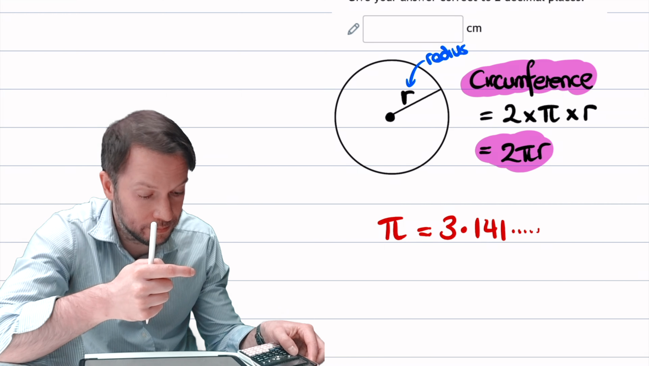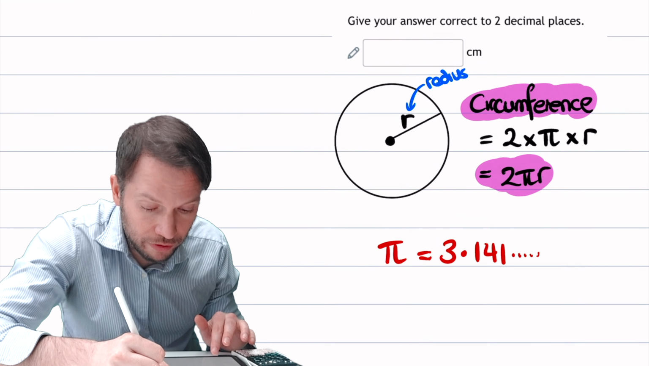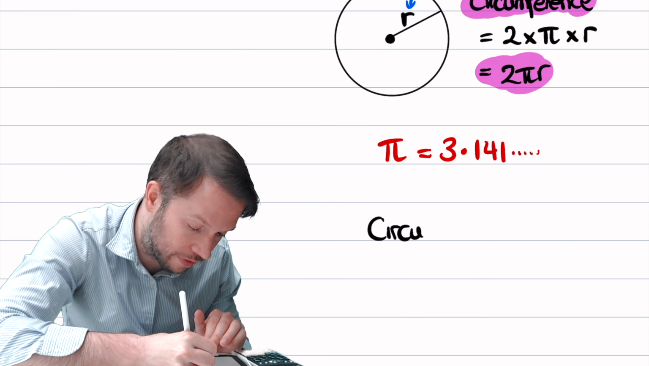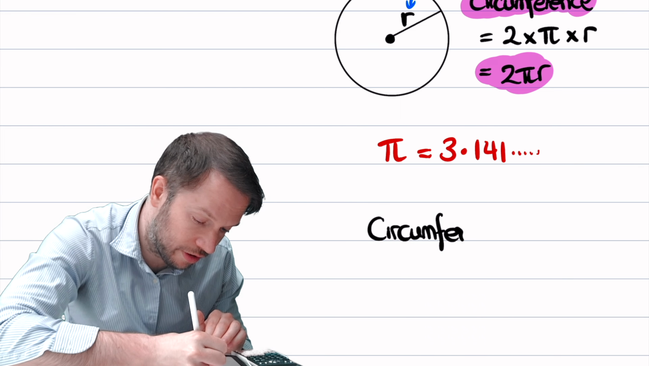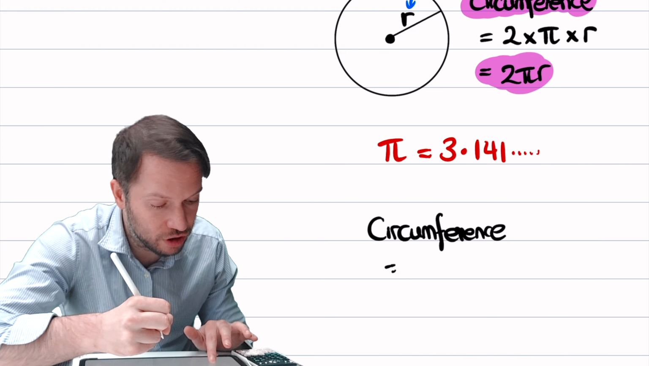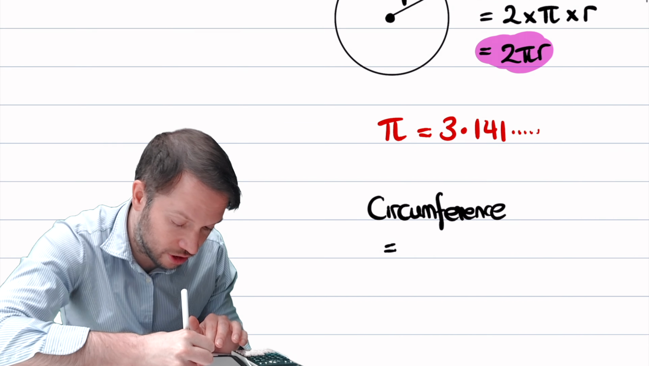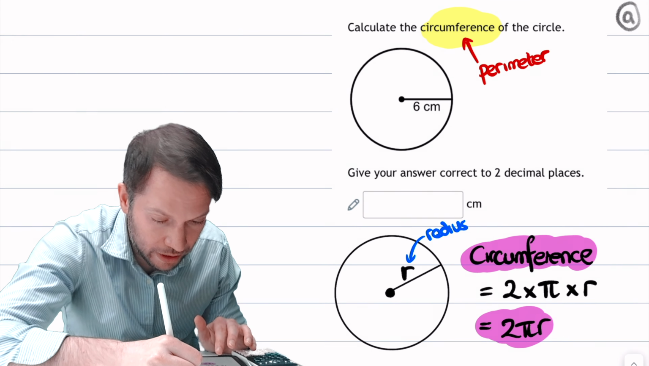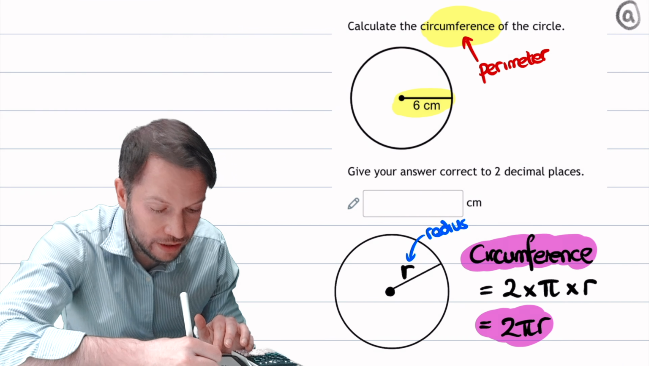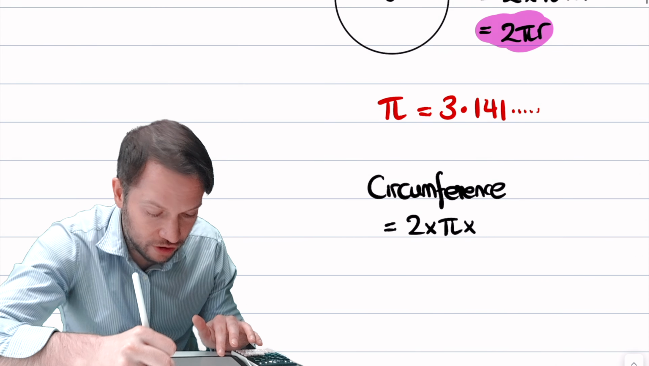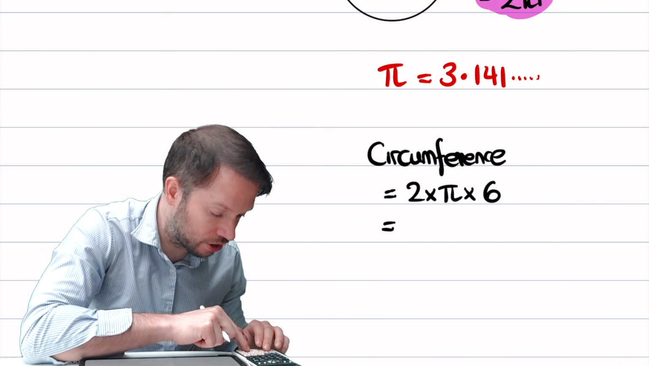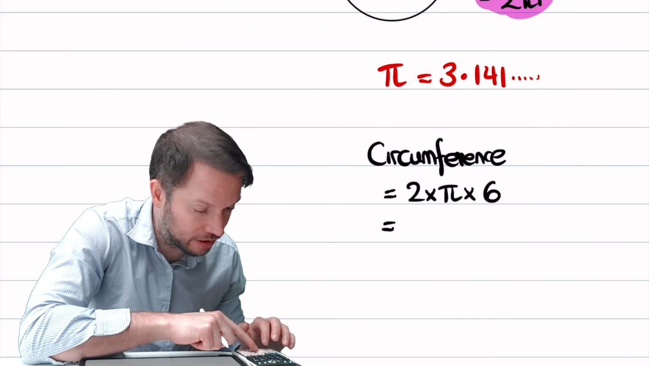So we want to find the circumference of this circle. Let's do that with these particular values. The circumference is going to be, we said it was 2 times pi times the radius. So 2 times pi times what is the radius? Well, we can see the radius here is 6 centimeters. So it's 2 times pi times 6. If I do that on my calculator, 2 times pi times 6.